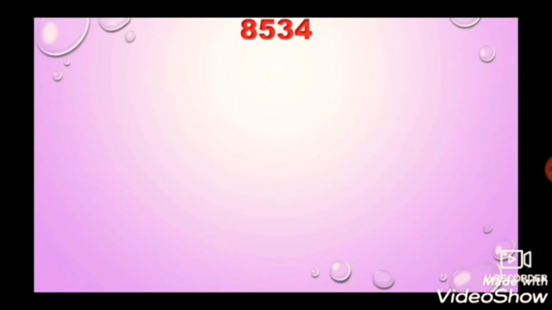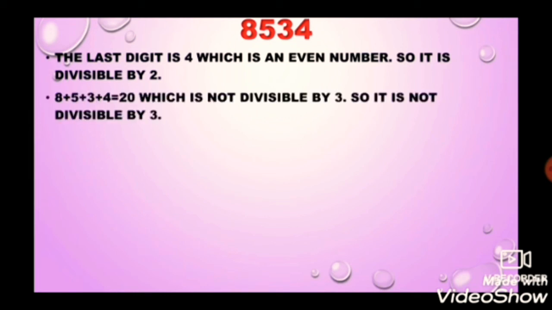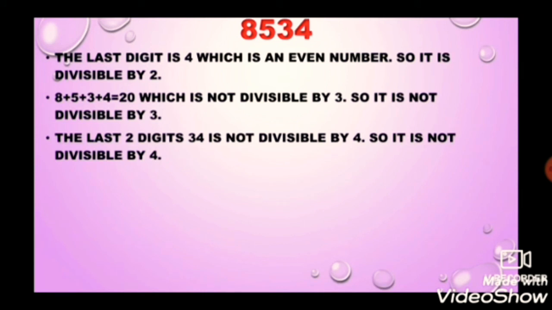Now, take the number 8534. First, check the divisibility rule of 2. The last digit is 4, which is an even number, so it is divisible by 2. Next, check the divisibility rule of 3. The sum of the digits should be divisible by 3. Here, the sum of the digits is 20, which is not divisible by 3, so it is not divisible by 3. Next, divisibility rule of 4. The last two digits 34 is not divisible by 4, so it is not divisible by 4.